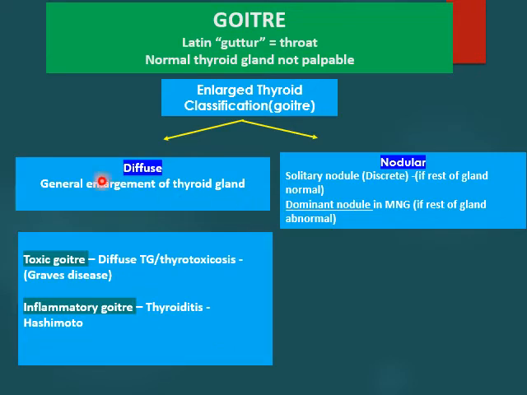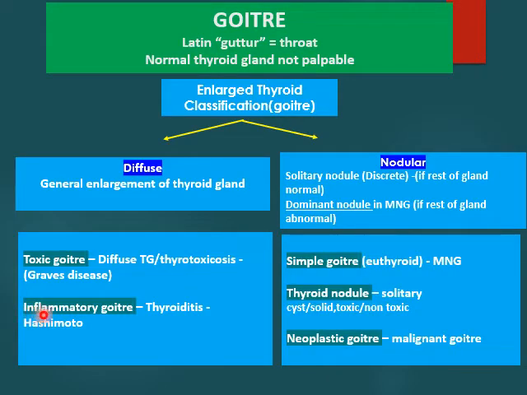Under the diffuse enlargement of the goiters, we have the toxic goiter, such as Graves' disease, where the swelling is diffuse and there are signs of thyrotoxicosis or hyperthyroidism. And the second group of diseases under diffuse goiter will be the inflammatory conditions, such as thyroiditis, in Hashimoto's disease, where the gland is also diffusely enlarged and the patient may have dysfunction of the thyroid gland.